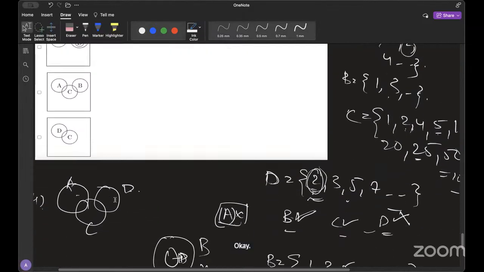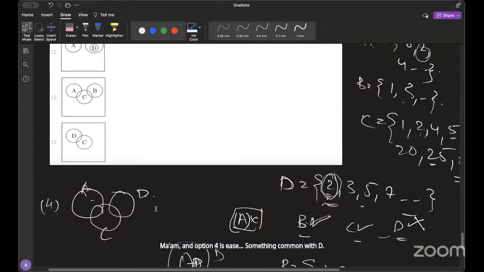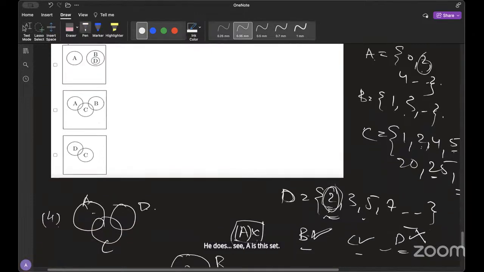Ma'am, in option 4, is A something common with D? See, A is this set and it has 2. And D also has 2. So A and D have something in common, but this Venn diagram says that A and D do not have anything in common, right? That's why this option is incorrect.